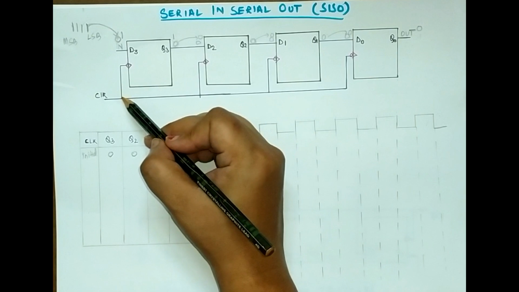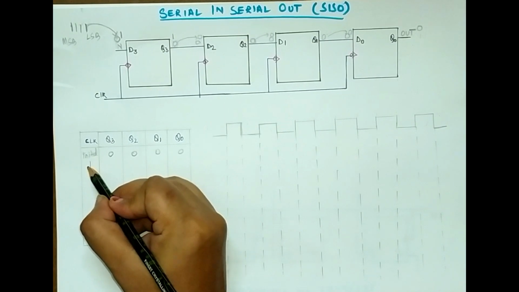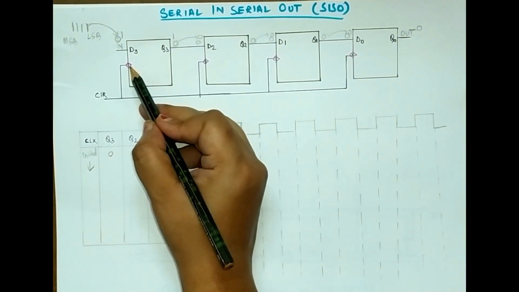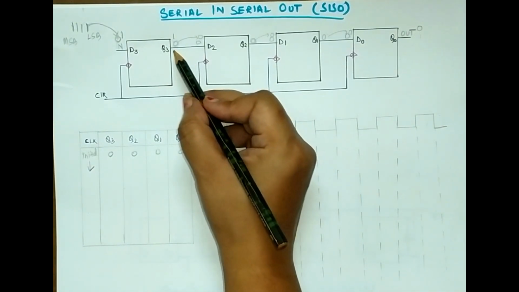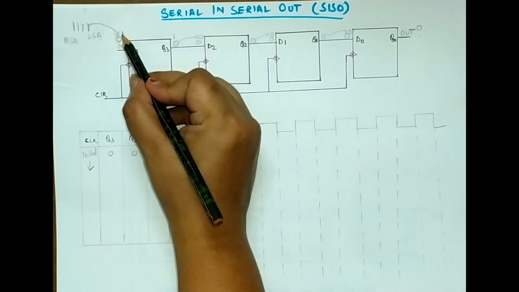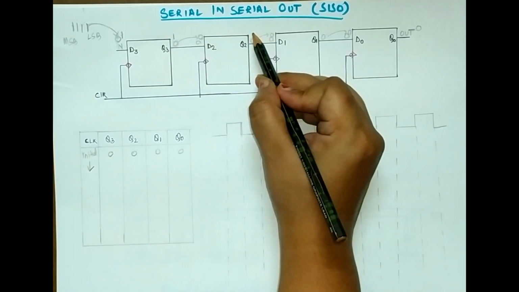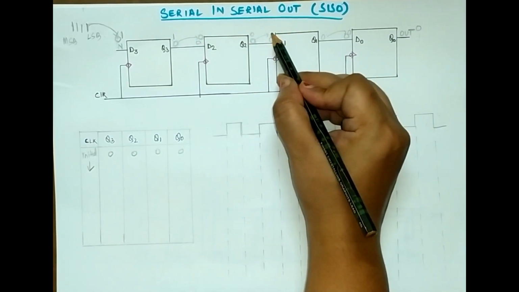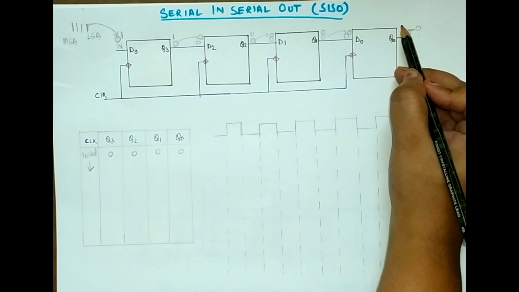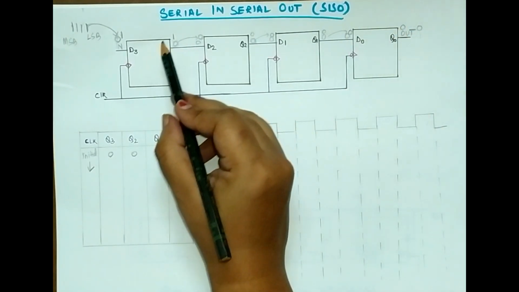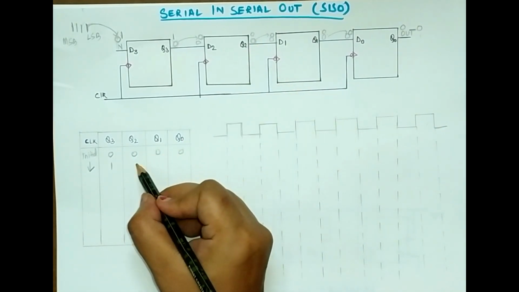When the clock pulse is triggered, meaning when the clock pulse goes from 1 to 0, because it is a negative edge triggered flip-flop, then what will happen? My output will be generated. Due to this 1, my output will be 1 over here. Then due to this 0, my output will be 0 over here. Again due to this 0, my output will be 0 over here, and again due to this 0, my output will be 0 over here. So in the first case, the output of the first flip-flop is 1. Then for the second flip-flop, it is 0.